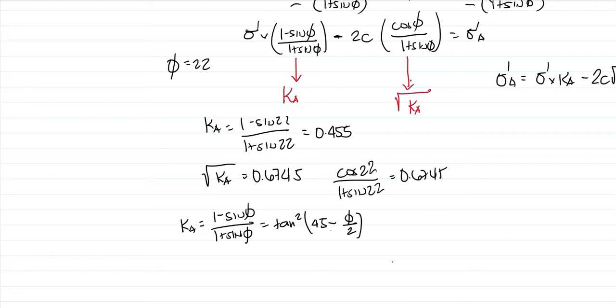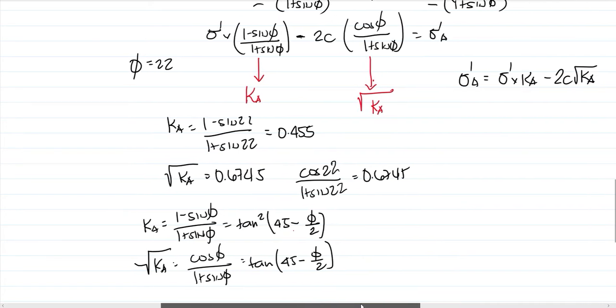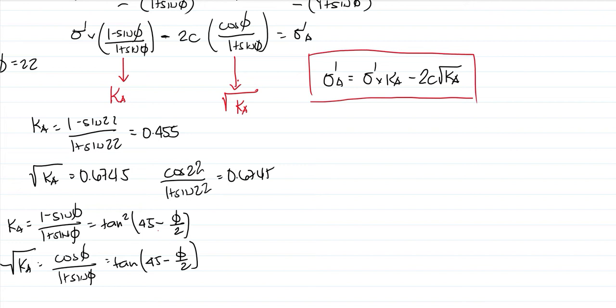Tapos, si square root ng Ka, pwede siyang, sabi natin, cosine phi over 1 plus sine of phi. So, pwede din siyang tangent lang 45 minus phi over 2. Same lang silang tatlo na lalabas na 0.6745. So, meron na tayong iba't ibang formula for our square root ng Ka. Then, this is our general formula for our equation ng active earth coefficient na cohesive. So, ito yung active earth pressure rather for a cohesive soil.